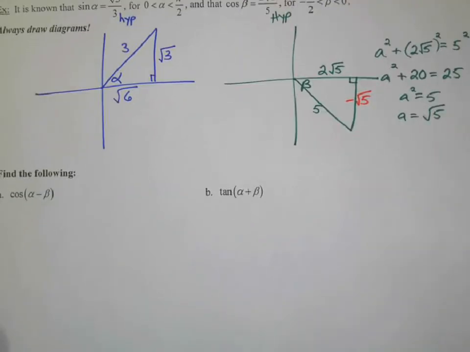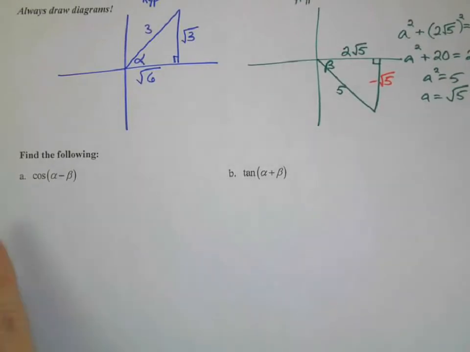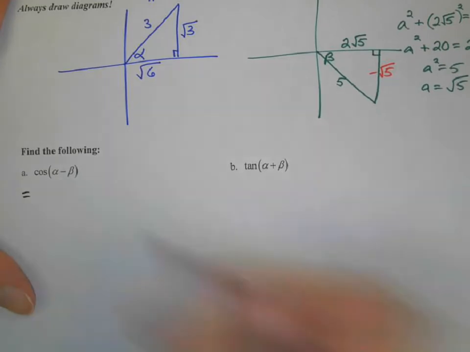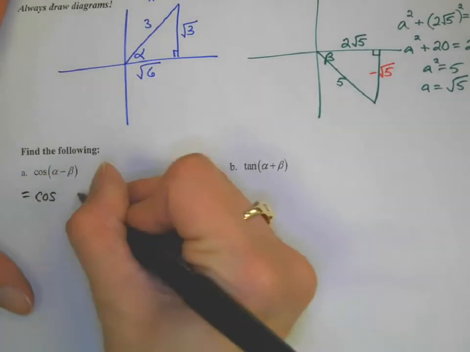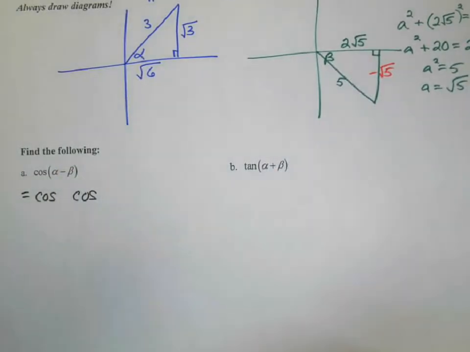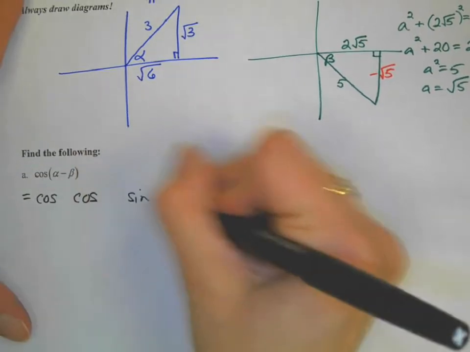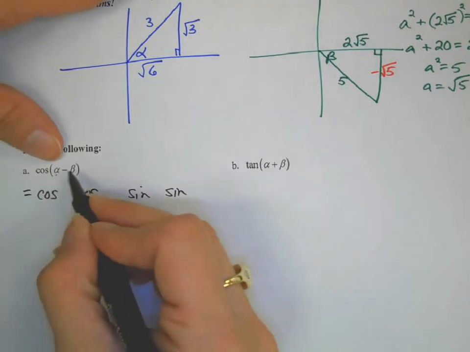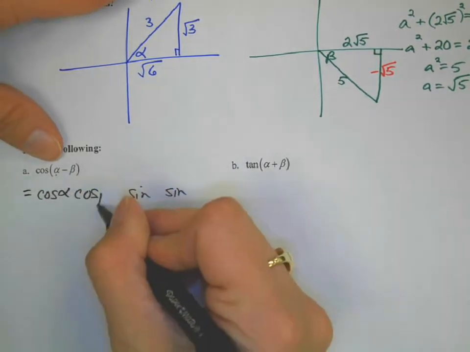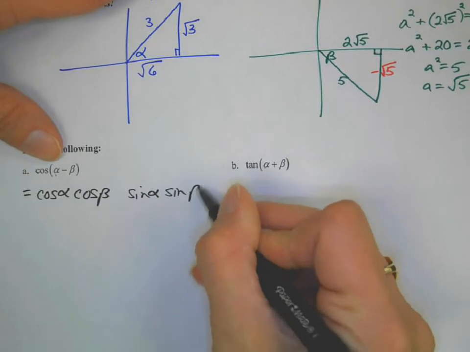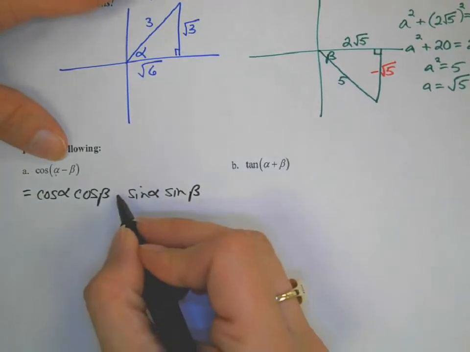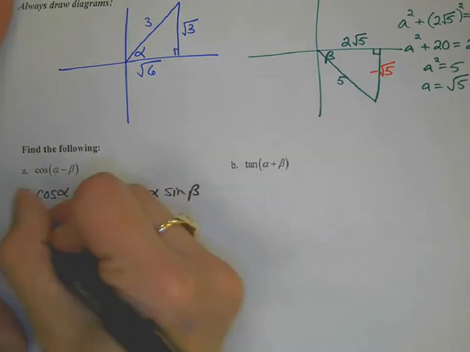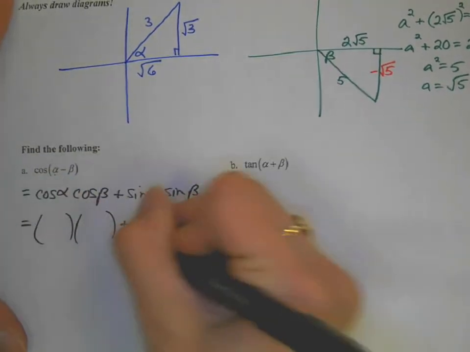Alright, we have to find cosine of alpha minus beta. So I guess we're going to have to sing a cosine song. How does cosine go? Cosine, cosine, sine, sine. So let's get our song written down. I've got alpha, then beta. So alpha, then beta, then alpha, then beta. Plus or minus, class? Ooh, switcheroo, we'll do the plus. Alright, let's get our parentheses all set up here.